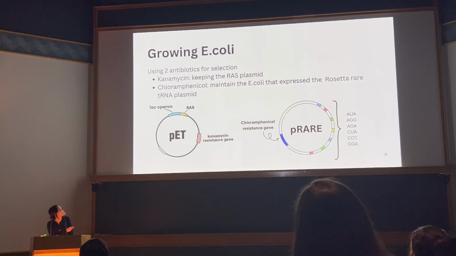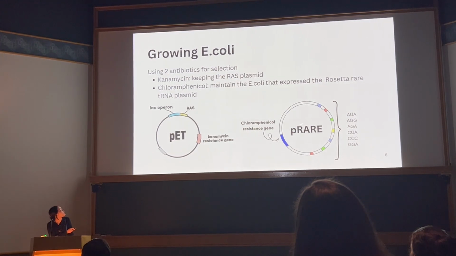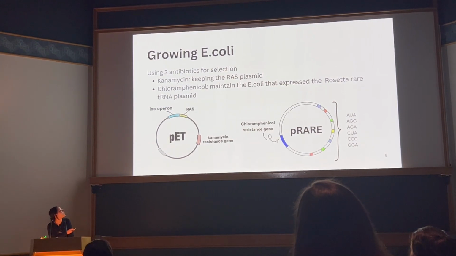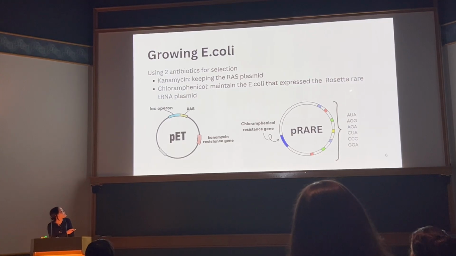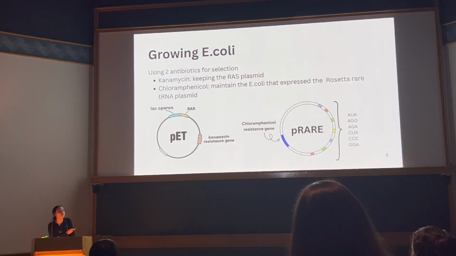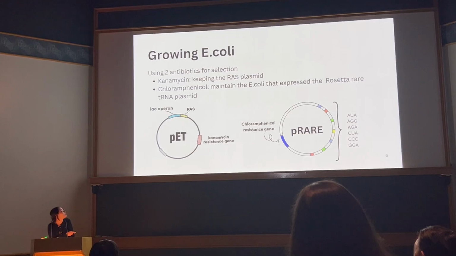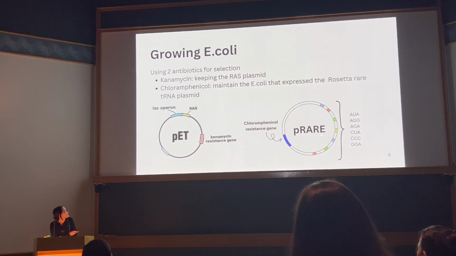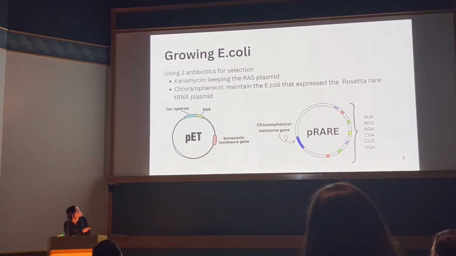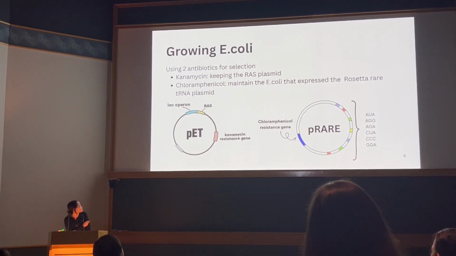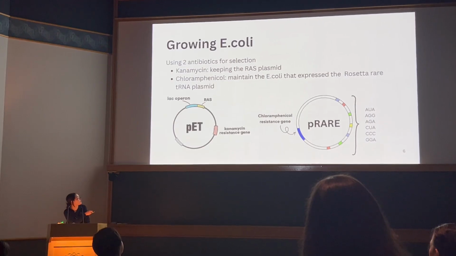And for the same reason, we're using chloramphenicol because the pRARE plasmid from the Rosetta cell has 6 rare tRNAs, and that helps the translation process go smoothly because it supplies the tRNAs that aren't in there. And the pRARE plasmid has a chloramphenicol resistant gene. So for the same reason, we're only going to keep the cells that have that plasmid.